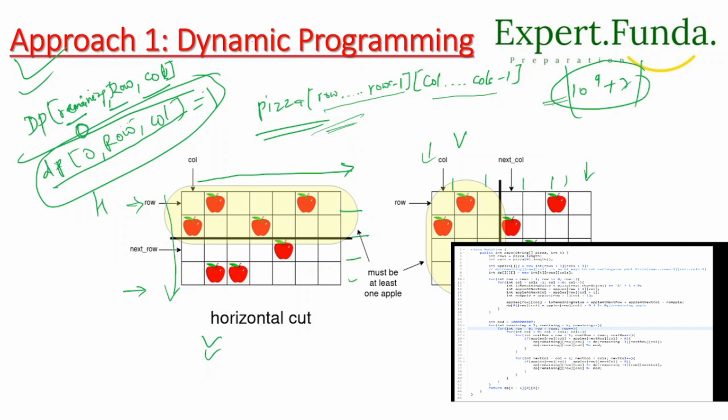Once we know that we give it to the person, we will not make any cuts, as we have already seen in example 2. Otherwise, the pizza from row to rows minus 1 and column to column minus 1 contains no apple, so there is no way to give the piece to the person, because we give only if this piece contains at least one apple.